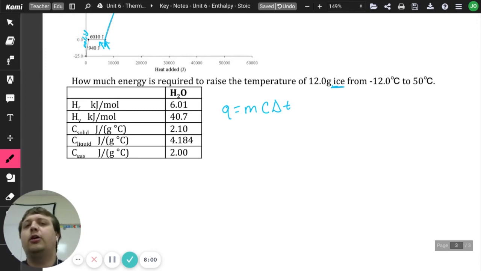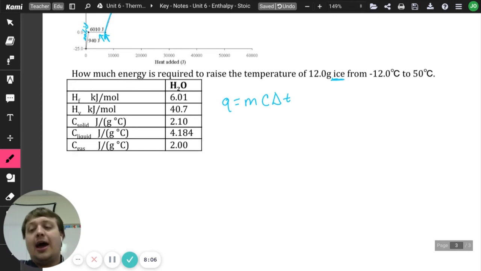So 100% solid or 100% liquid. In the case of water, it is going to stay ice. It's going to stay solid from negative 12 degrees Celsius to 0 degrees Celsius. And at 0 degrees Celsius, that's where we're going to start to see it melt. So that's what we're going to use for our change in temperature there.